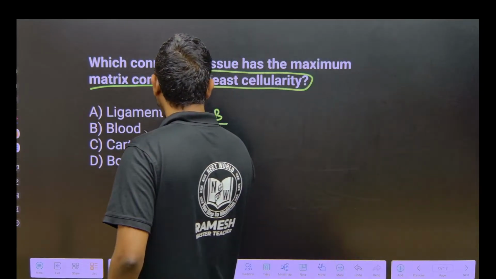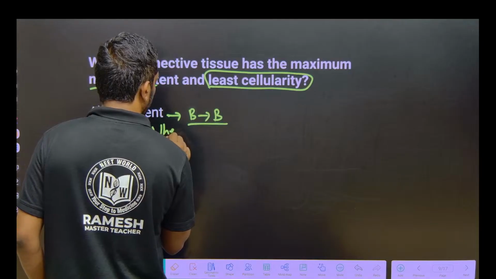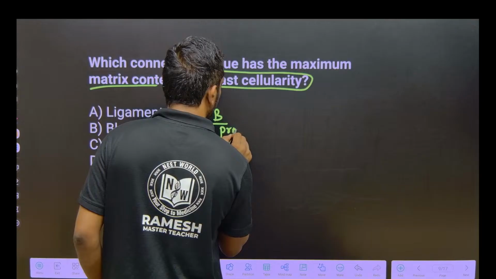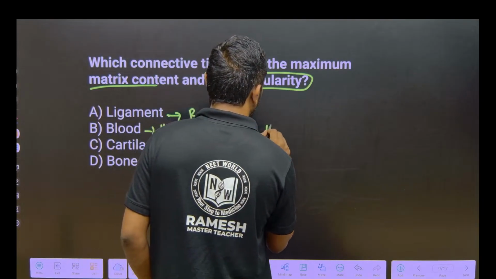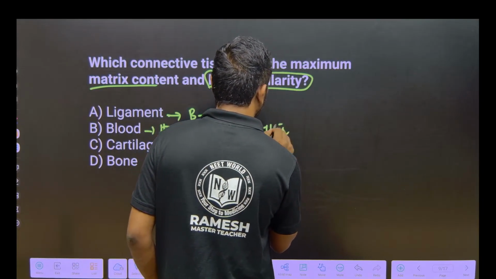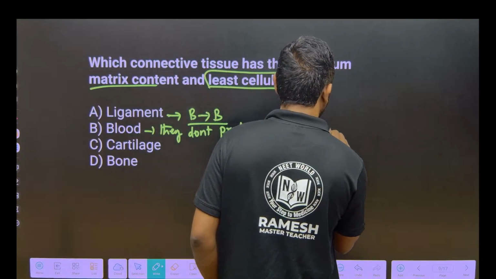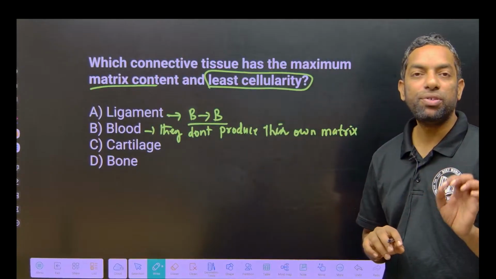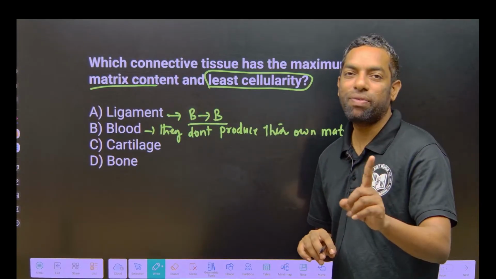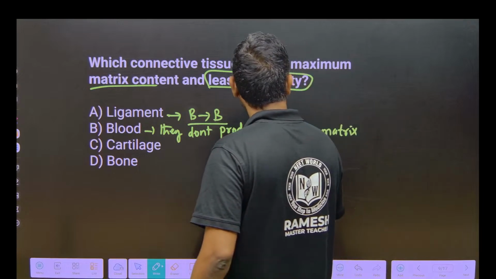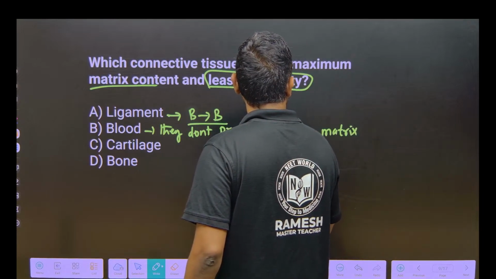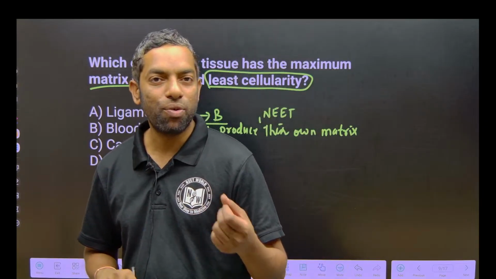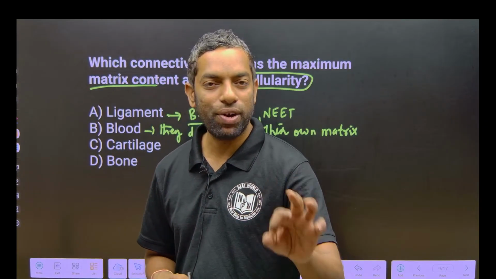Blood, they do not produce their own matrix. This is the keyword for NEET. They can ask you which kind of tissue does not produce its own matrix. Blood is the tissue, a fluid tissue.